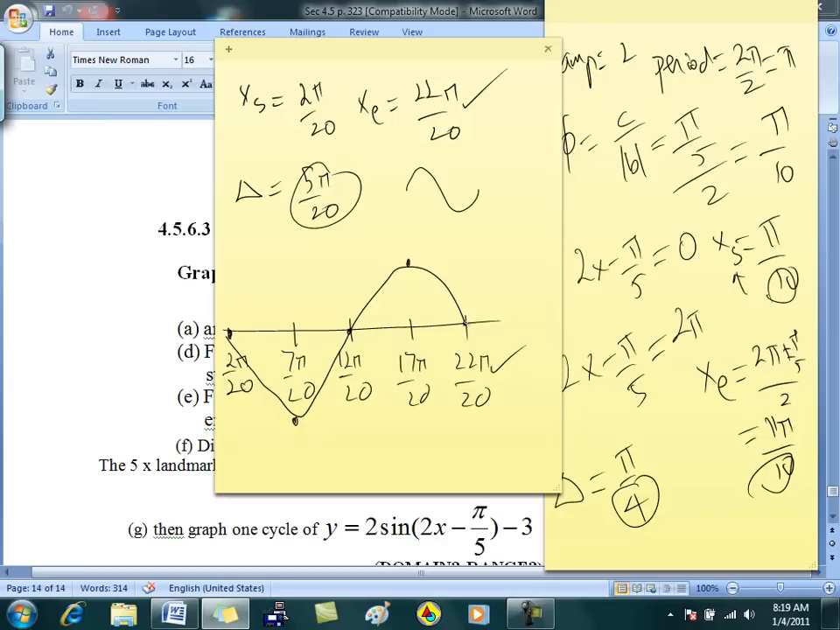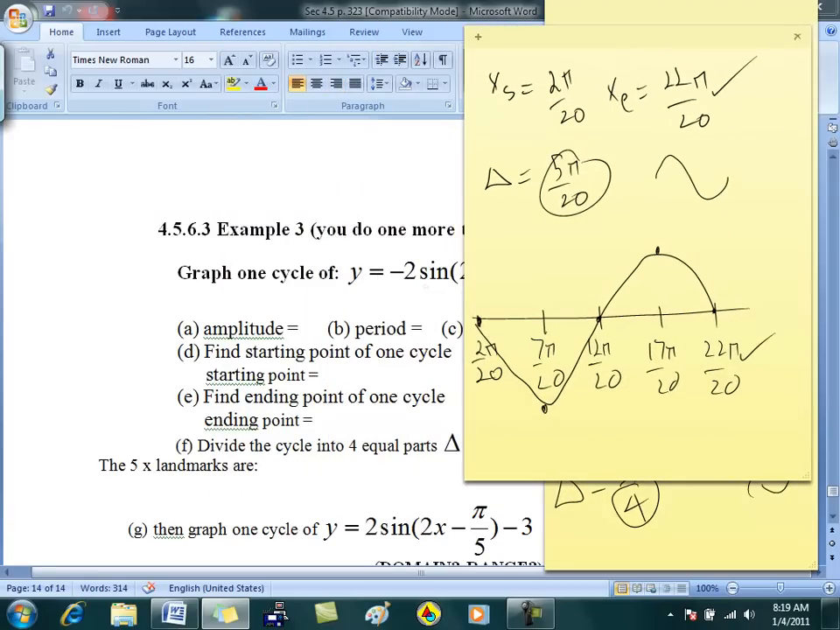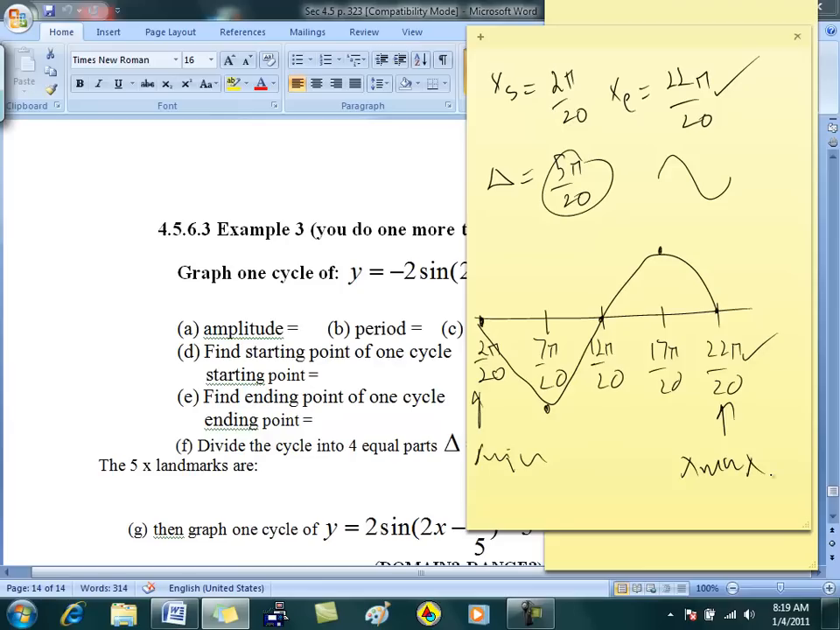Okay? So what I want you to do is go in your calculator and graph this function. Make your period go from x min, 2 pi over 20, to 22 pi over 20. So this would be your x min, and this would be your x max. And see that you've done it right, or see that I've done it right, and see that you've done it right as well.